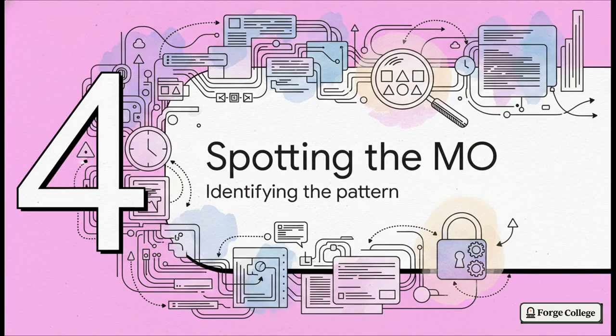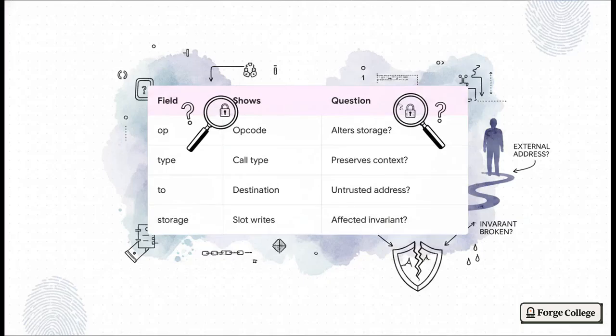Section 4. Spotting the MO. So now that we have our raw traces and deltas in hand, we need to comb through them to find the attacker's modus operandi. This process maps raw JSON fields directly into a detective's cheat sheet, basically translating raw data into the critical questions you absolutely must ask.